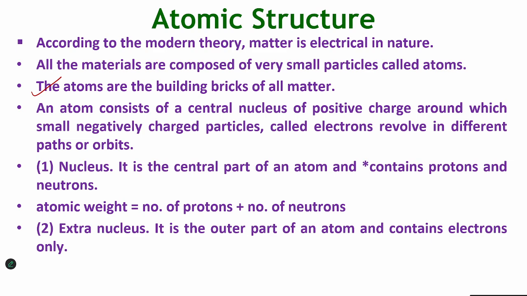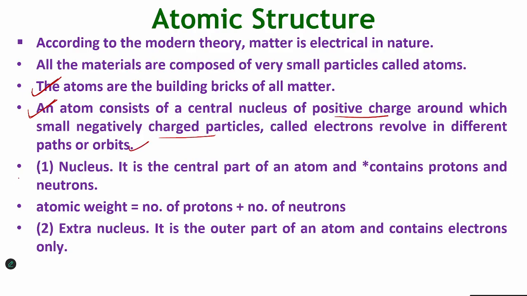So what does an atom consist of? You need to study that. I think you studied it in chemistry or physics during intermediate, but in order to understand semiconductor physics, I am coming from the basics itself. Just try to listen. It consists of a central nucleus of positive charge, and around it small negatively charged particles called electrons revolve in different orbits.